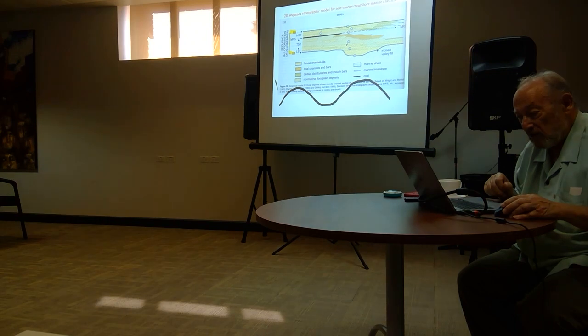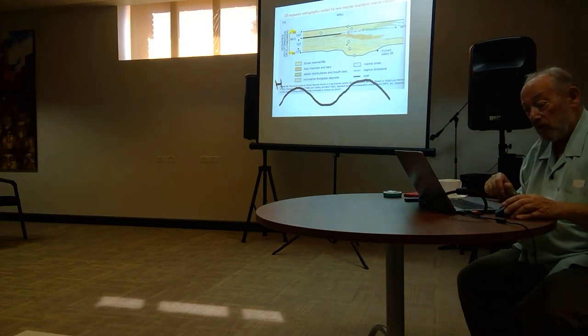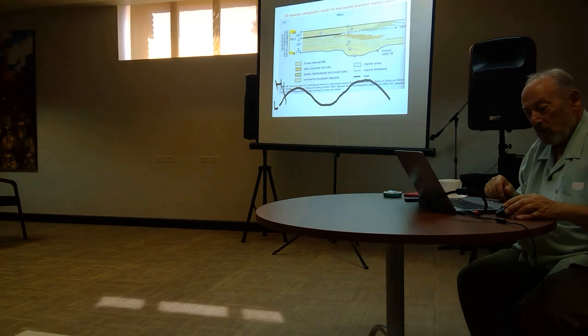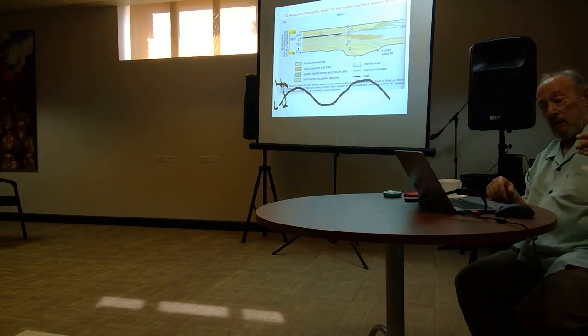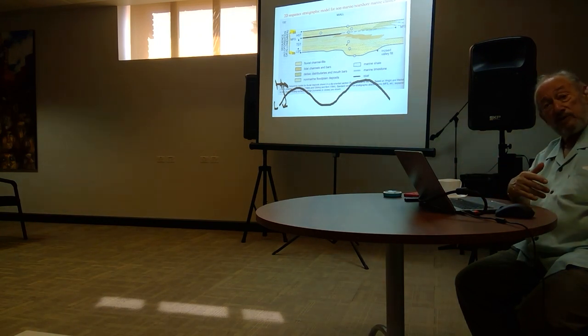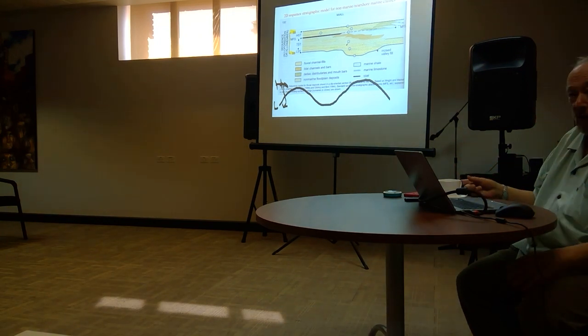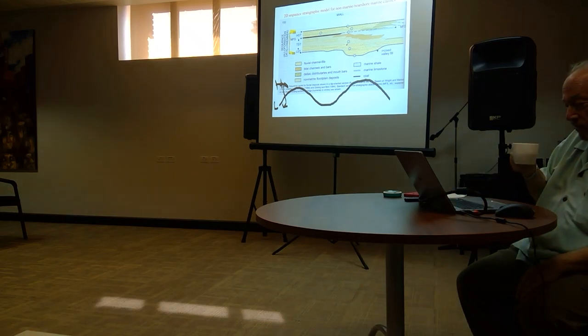High stand of sea level is going to be up high here on this curve. Low stand of sea level is going to be down here. So your vertical axis goes from a low stand of sea level to a high stand of sea level. And with that sea level cycle, you deposit one depositional sequence, all or part of a depositional sequence.